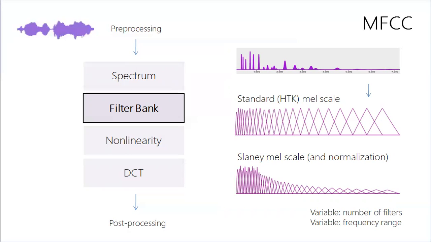And there's another kind of filter bank suggested by Slaney, and it looks like this, and normalization is also different here. And also the number of filters is variable, because in the standard HTK filter bank, we usually have 23, 24 filters, and with this Slaney option, we usually have 40 filters. And also the frequency range can vary. By default, it covers frequencies from 0 to half of the sampling rate, but we can customize it as we want.